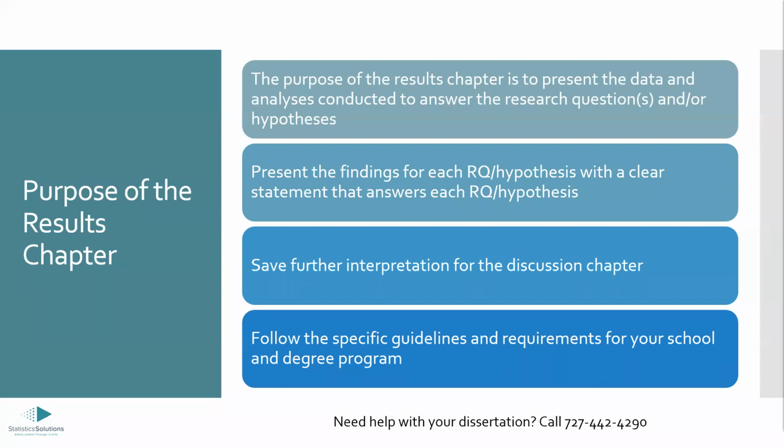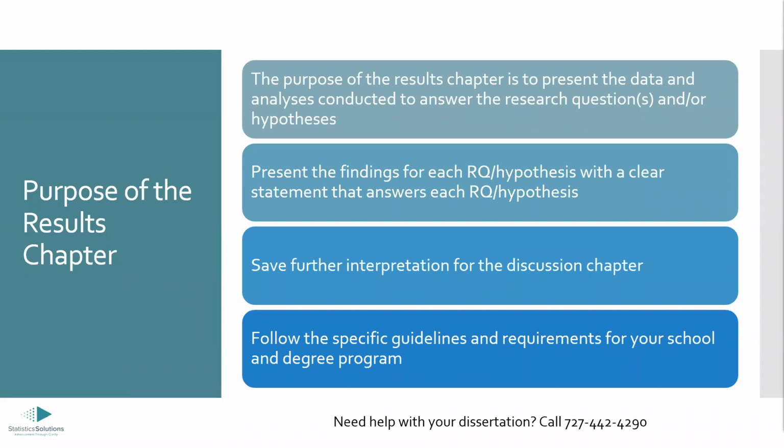In the results chapter, you want to present the findings for each of the research questions or hypotheses with a clear statement that answers each research question and hypothesis. At the end of the results chapter, specifically if you're writing your hypotheses in null and alternative format, you should have a clear statement that says for each hypothesis, whether that hypothesis was rejected or not rejected, if you're talking about the null hypothesis, or whether each hypothesis was supported or not supported.